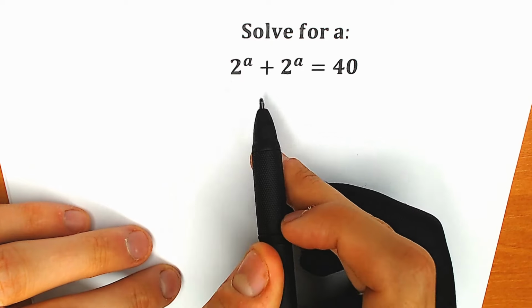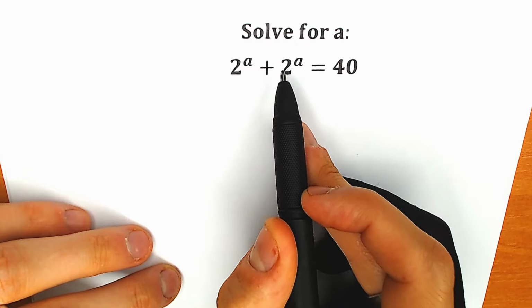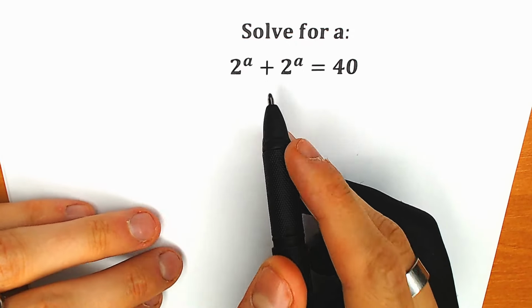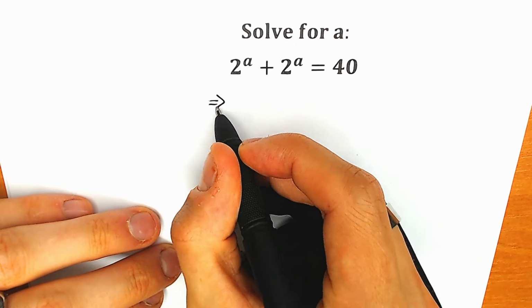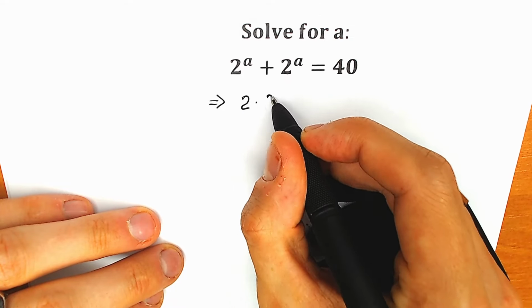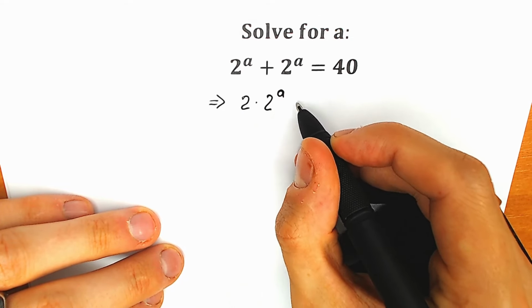Okay, so first of all, on the left side we have 2 to the power a plus 2 to the power a, so two same expressions. As a result, we can write it as 2 times 2 to the power a. Okay, without any problems, 2 times 2 to the power a equal to 40.